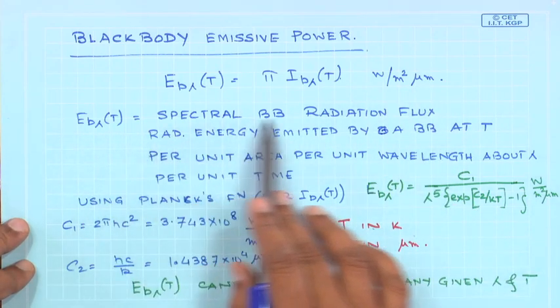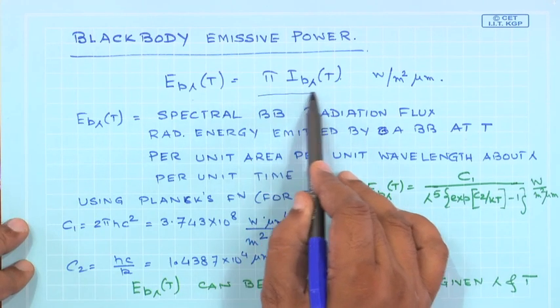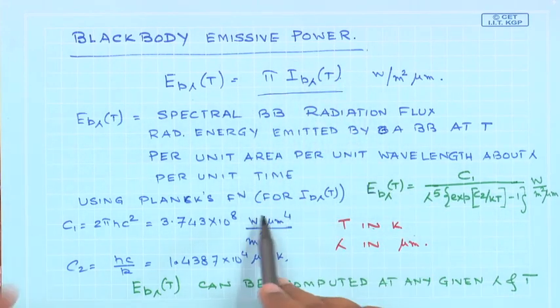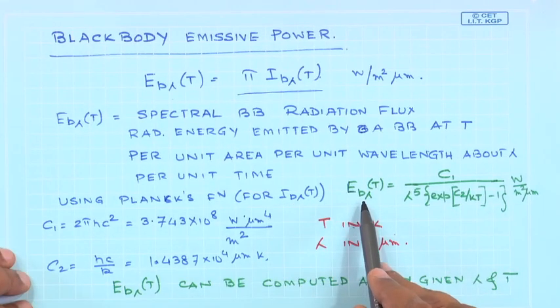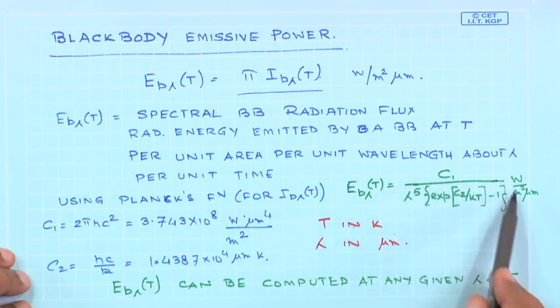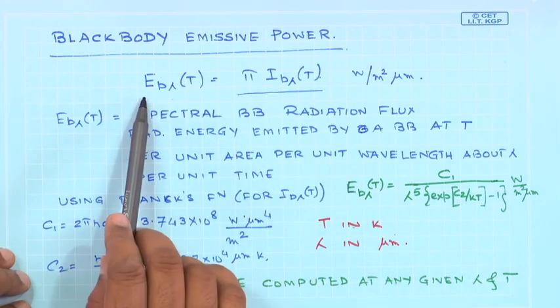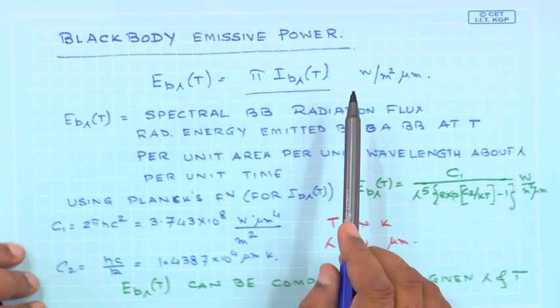So, if this is the formula, and we already know through use of Planck's function what the expression for I b lambda T is, using Planck's function for I b lambda T, one can write E b lambda T in this form. So, this is in watt per meter square per micron again. The only thing that we have done in this expression is substitute the expression for the intensity from Planck's function, which we have discussed in the previous class.